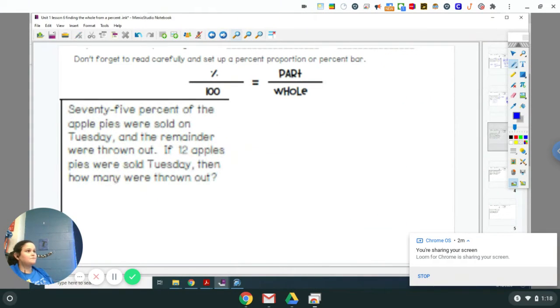All right, let's try another one. Okay, 75% of the apple pies were sold on Tuesday, and the remainder were thrown out. If 12 apple pies were sold, then how many were thrown out? Okay, so 75% represents 12. So 12 is your part. So you're going to do 75% over 100 is equal to 12 over X.